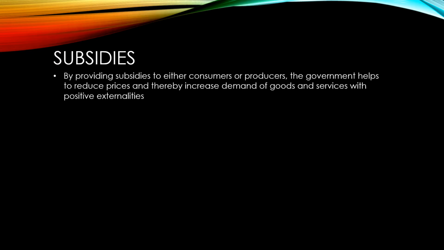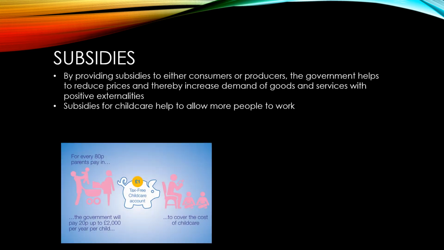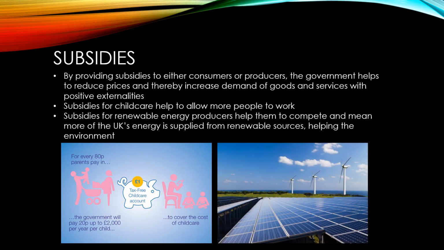By providing subsidies to consumers or producers, the government helps to reduce prices of goods with positive externalities and thereby increase demand for these types of goods and services. Government subsidies for childcare make it more affordable and allow more people to be able to work. This increases supply in the labour force and is good for economic growth in the country. Subsidies for renewable energy producers help them to compete and mean more of the UK's energy is supplied from renewable sources. This is beneficial to the environment.